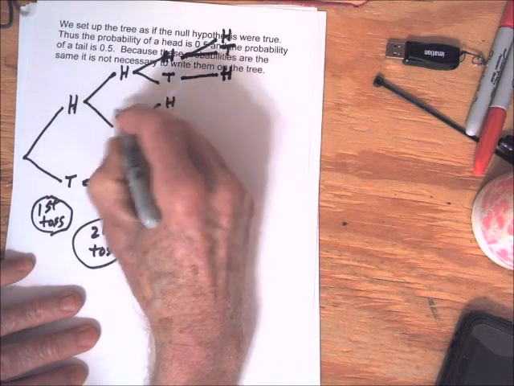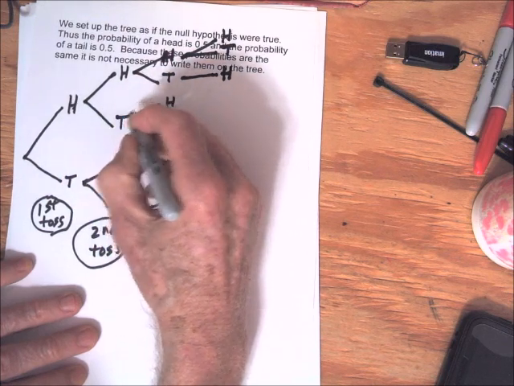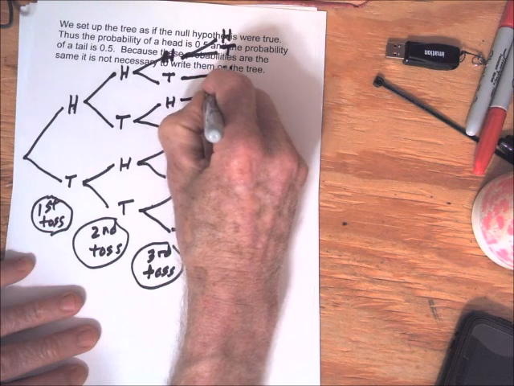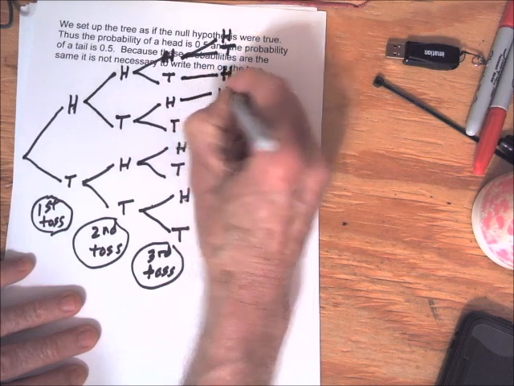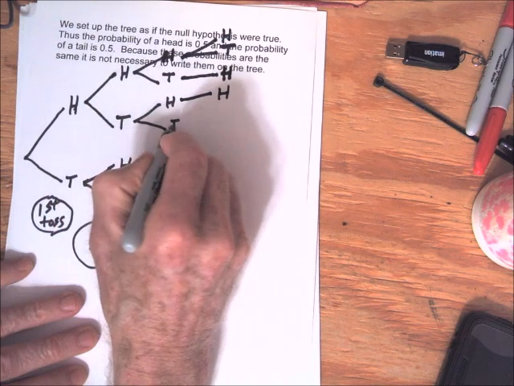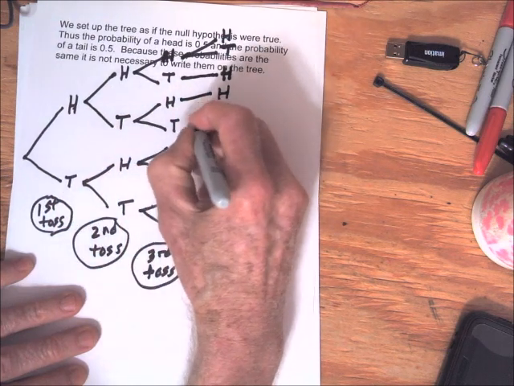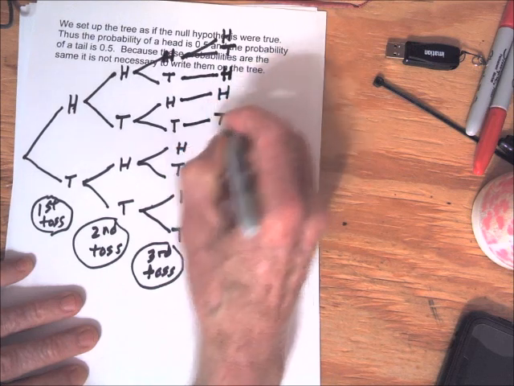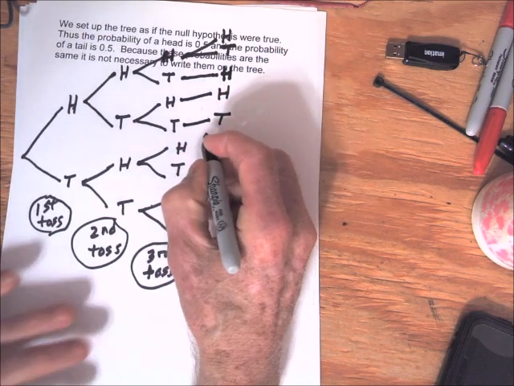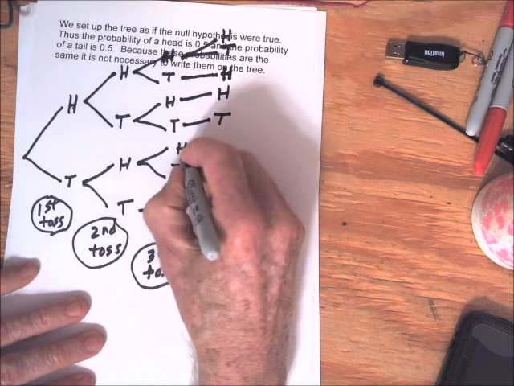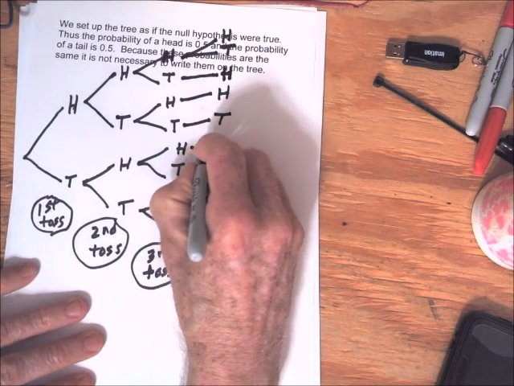Likewise with this third path here, we already have 2 heads and 1 tail. The only way we're going to get 3 of the same is if this fourth toss is a head. This path here, we have a head and 2 tails. The only way we're going to get 3 of the same would be if the last toss is a tail. So we don't have to write out all the possible combinations. Here we have 2 heads and a tail. The only way we're going to get 3 of the same would be 3 heads.